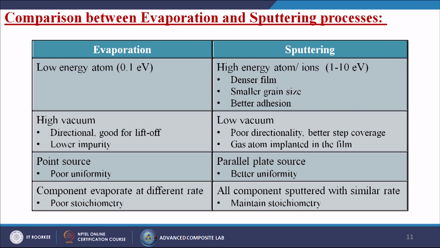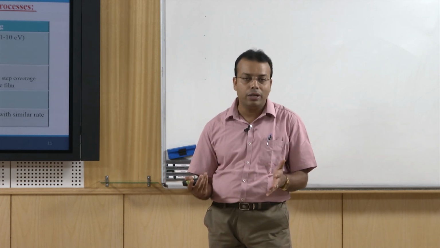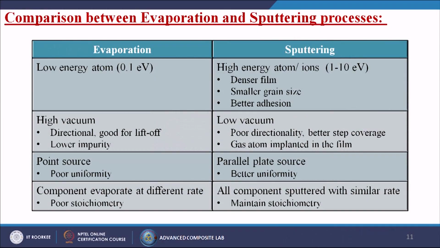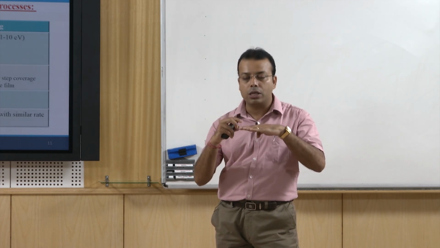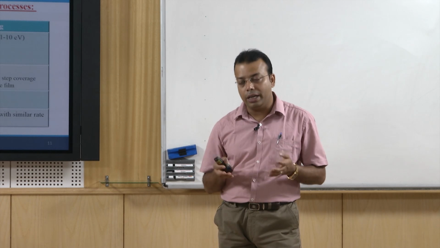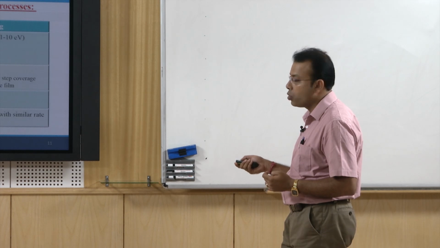Here, generally for evaporation it is a point source, so there is poor uniformity. Sputtering uses a parallel plate source. If you remember the last slide, we are using two parallel plates there, so the surface area or sample size can be bigger; you can accommodate a bigger sample size too. In evaporation, components evaporate at different rates, so there is poor stoichiometry. In sputtering, all components are sputtered at a similar rate. So, whatever thickness you are achieving is the same, or homogeneous, throughout the whole surface of your substrate material. So, it maintains a constant stoichiometry.